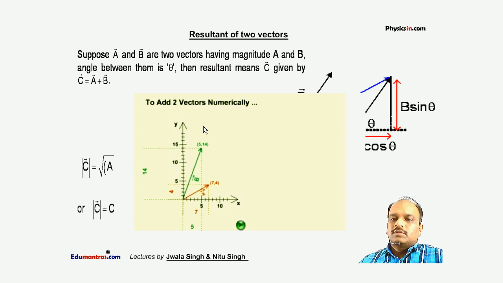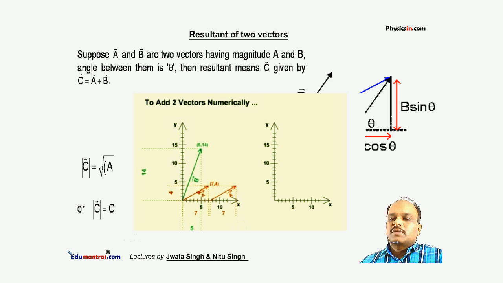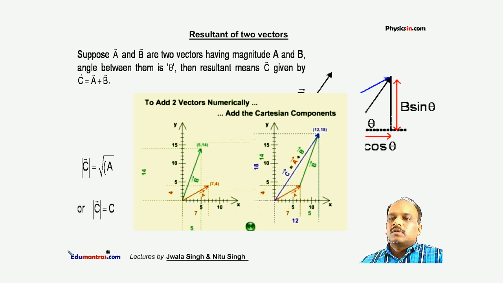See, this is vector A, which is equal to 7 i cap plus 4 j cap. This is vector B, which is equal to 5 i cap and 14 j cap. So how to add these two vectors? First we will bring this vector A here. Then again we will bring this vector B and put it on the head of vector A. This vector C is the resultant of vector A and vector B.